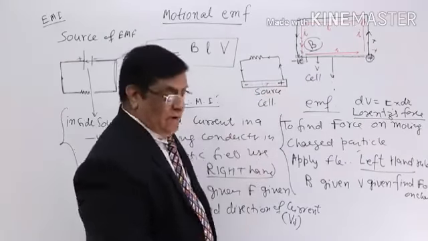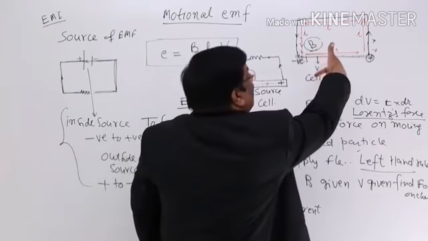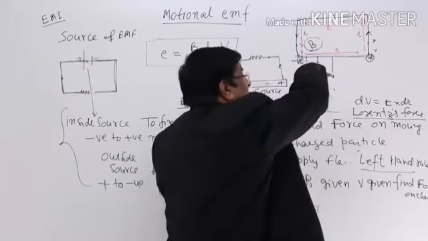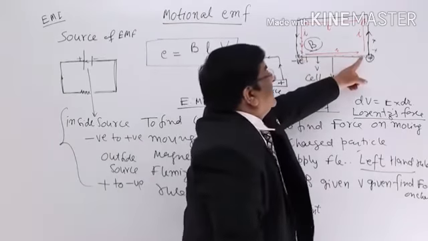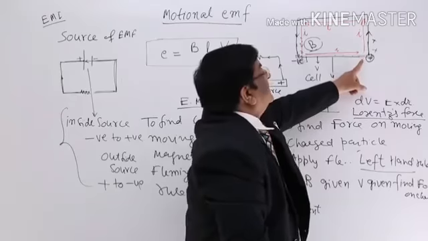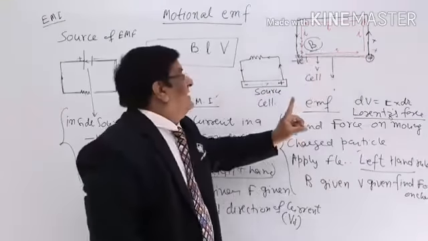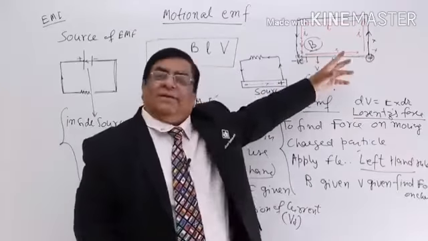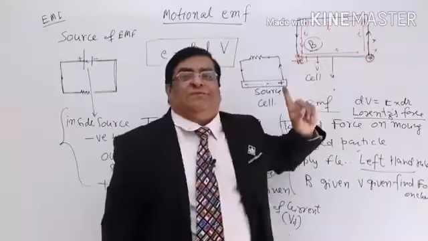Therefore, if you are able to find out with the help of the right hand that the current here, this is the magnetic field, this is the force downward, this is the direction of the current, then be sure this is minus, this is plus, because inside the cell it flows from minus to plus, and this is acting like a cell. If you complete the circuit, outside it is plus to minus.